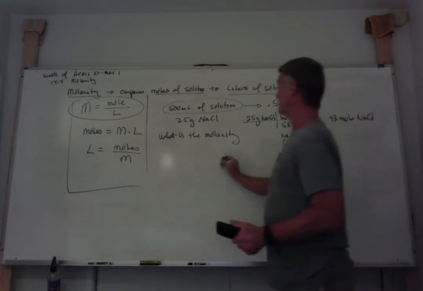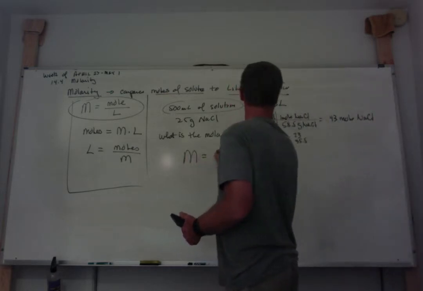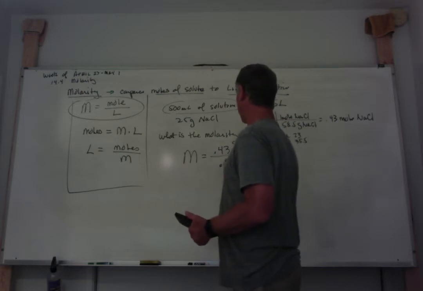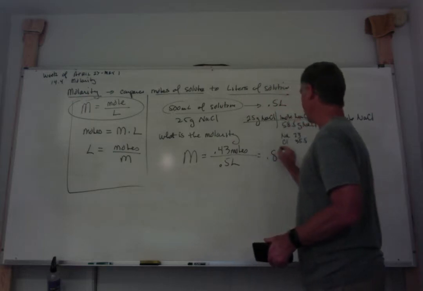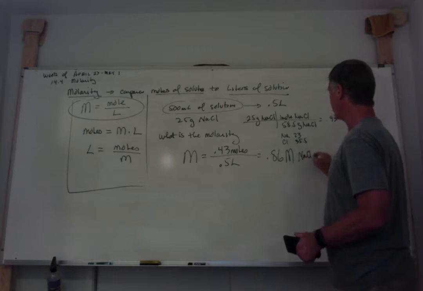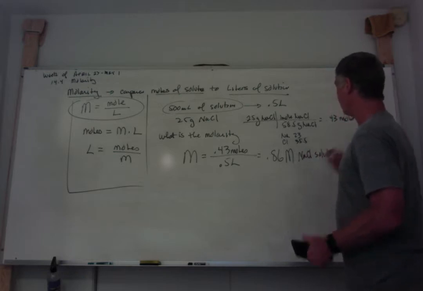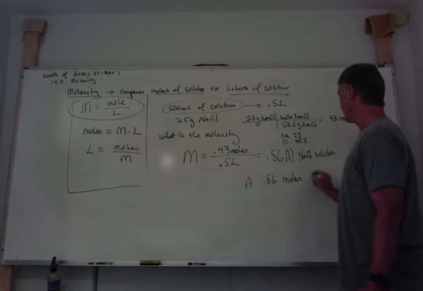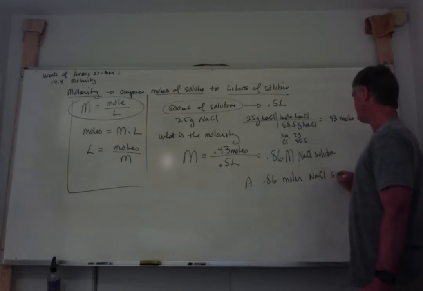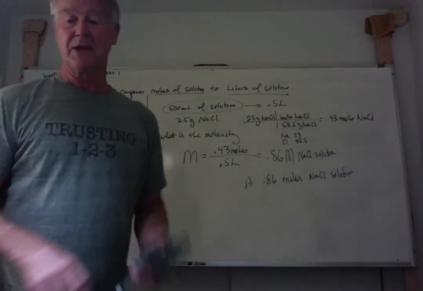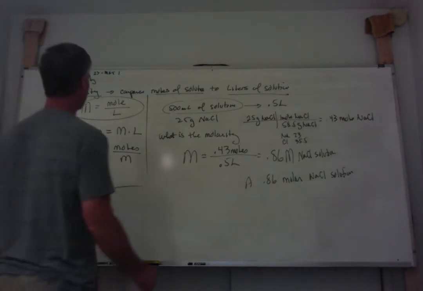So if we want to find out what the molarity is, 0.43 moles divided by 0.5 liters will end up being 0.86. We put a capital M and then NaCl solution. The way this will be said is we will say this is a 0.86 molar NaCl solution. So it's not particularly hard to do that, and you'll have problems like that.